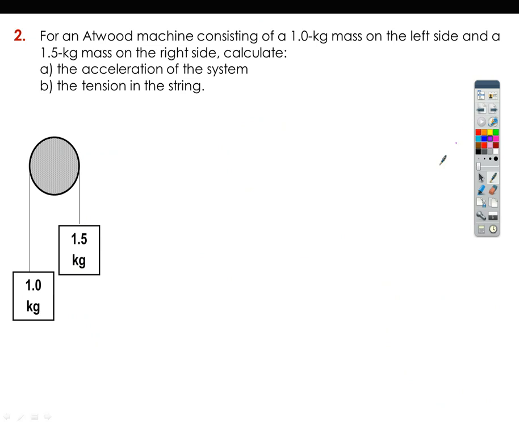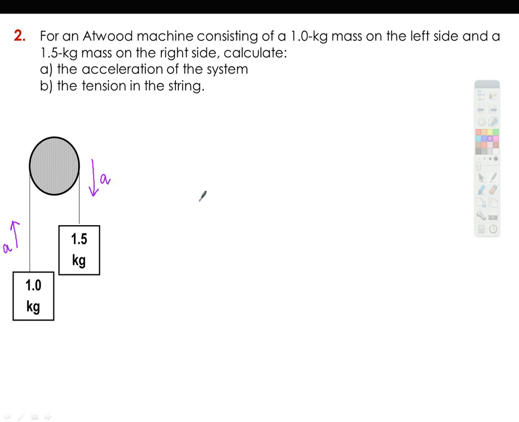Next, number 2. For an Atwood machine consisting of 1 kilogram mass on the left side and 1.5 kilograms on the right side, calculate the acceleration of the system and the tension in the string. Okay, so let's do the same thing. Which way will it fall down? Is it clockwise or counterclockwise? We know that this one is heavier, and just thinking logically, once we release this one, this will go this direction. So your acceleration is going this direction, and this will go up.